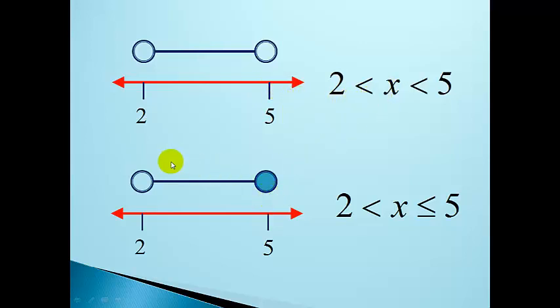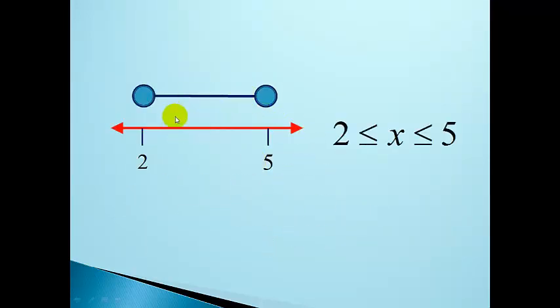Now, when we consider this number line, it's between 2 and 5. The inequality implies that x is greater than 2, and values of x greater than 2 are on the right of 2. And x is less than or equal to 5. Values of x less than or equal to 5 are on the left of 5. But because x is less than or equal to 5, that means that x is also equal to 5. And that is why the circle at 5 is shaded.